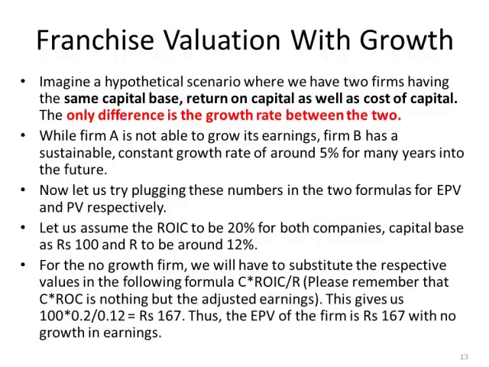Now let's see what the valuation is for the no-growth firm. So first we need to substitute the values into the formula. G is equal to 0 in this case, so it's simply C times ROIC divided by R. And this is just the EPV formula because C times ROIC is adjusted earnings, right? So it's just adjusted earnings divided by the discount rate.